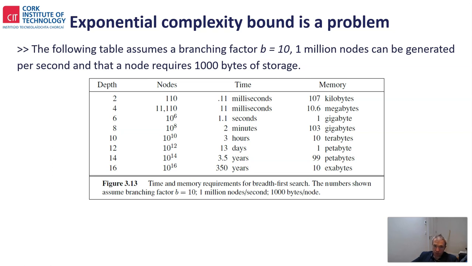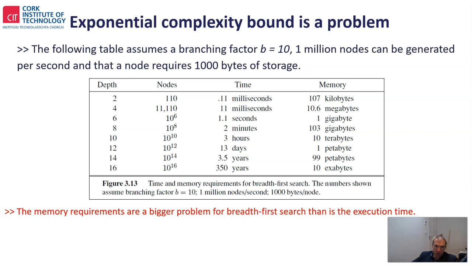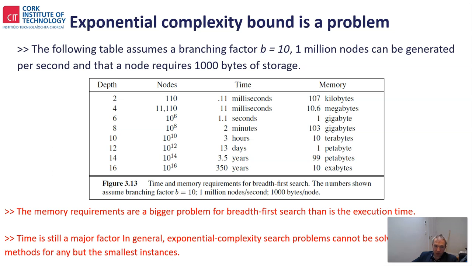So the memory requirements are a bigger problem for breadth first search than its execution time. So the capacity to store this much data makes it intractable. Now, time is still a major factor. So typically, exponential complexity search problems can't be solved by uninformed search algorithms for anything but the smallest instances.